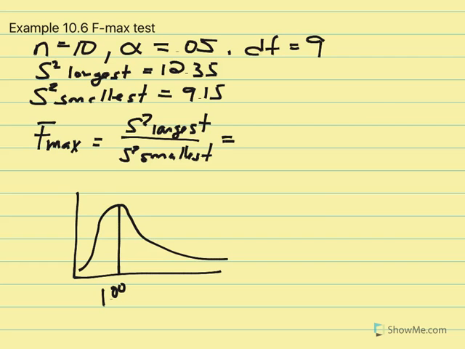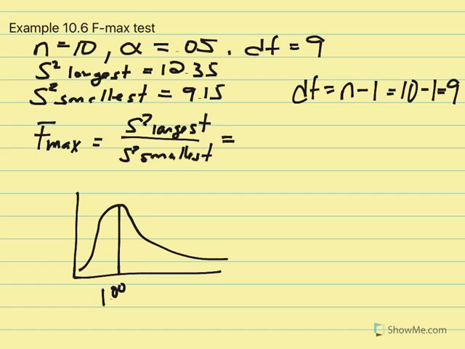So this is information coming from example 10.6 in the text. We're going to take into consideration that we have 2 samples, each with a sample size of 10, and we're going to apply alpha at 5%. The degrees of freedom is equal to 9 because, again, the F-max test assumes that the samples are the same size. So we only use the degrees of freedom equation, n minus 1. In this case, they're equal in size, so 10 minus 1 is equal to 9.